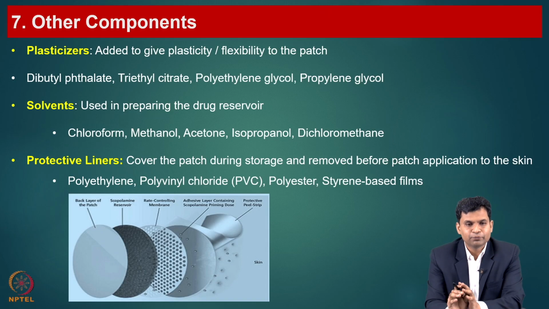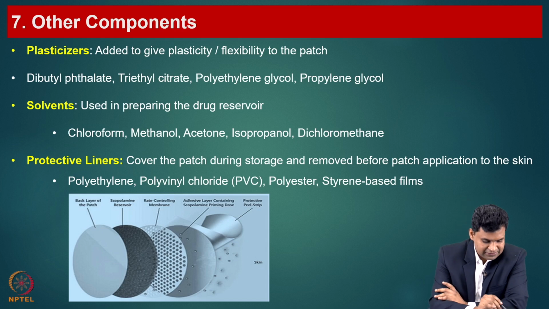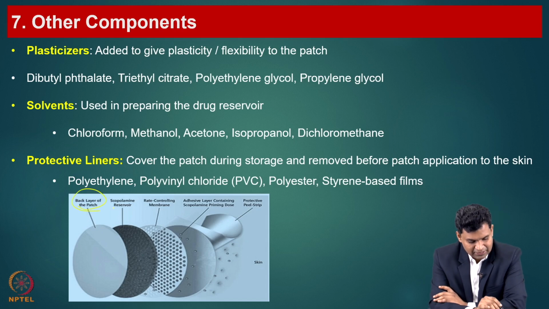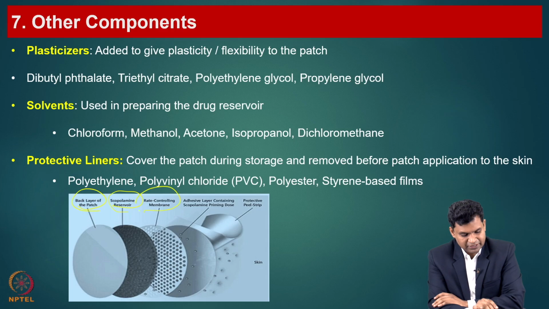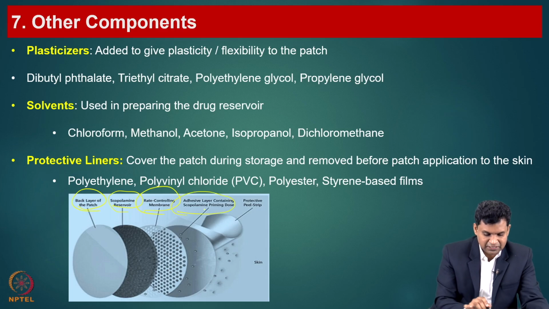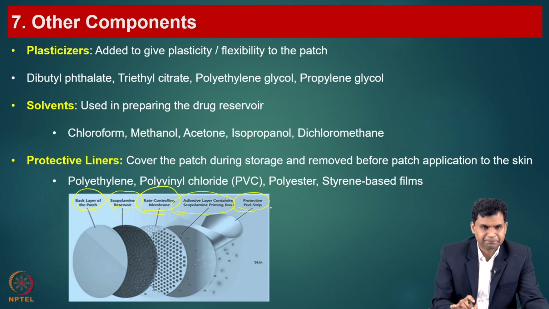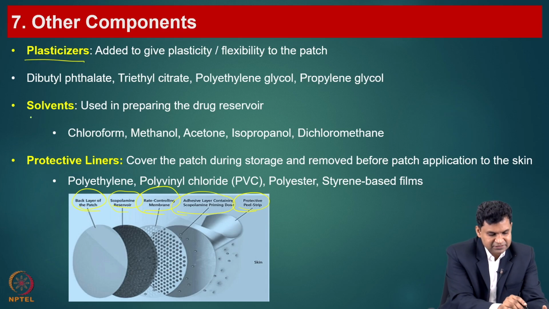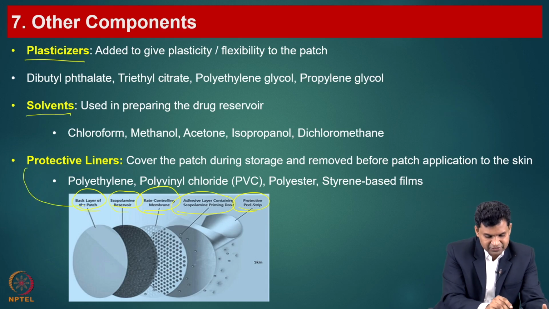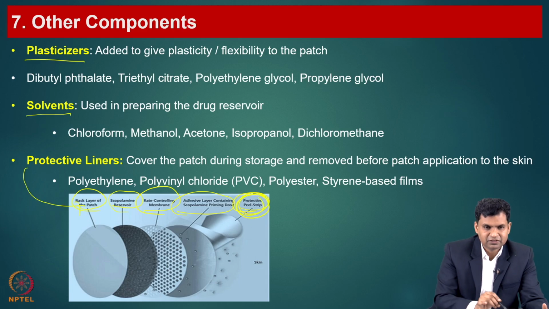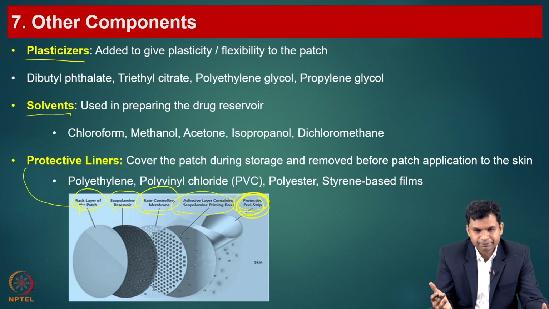And in the other components, now you can see here is the backing layer and here is the drug reservoir, the rate controlling membrane, as well as the adhesive, and the last one is the protective peel strip. Not only that, it contains various other ingredients such as plasticizers and solvents, as we discussed. The first component, which is removed before application, is the protective peel strip.